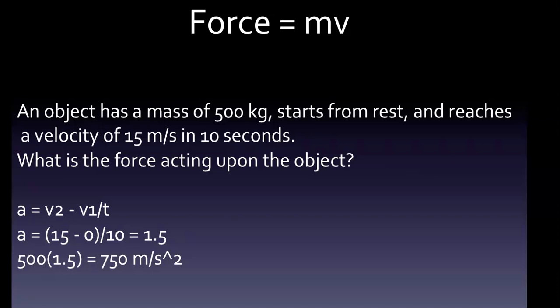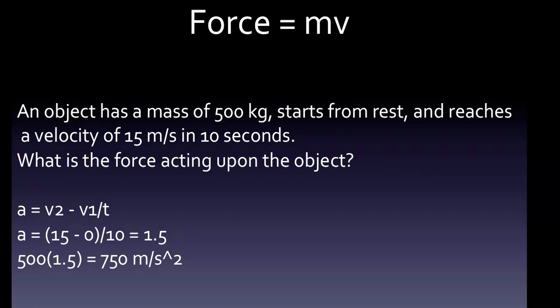Okay. Force equals mv. Should have said ma there. I don't know why it says mv. Force is mass times acceleration. Okay, and then we have a problem here, right? So if we are told that an object has a mass of 500 kilograms, starts from rest, and reaches a velocity of 15 meters per second in 10 seconds, what is the force acting upon the object?